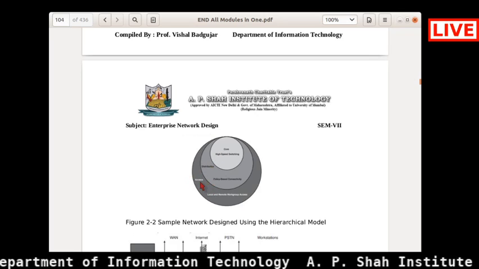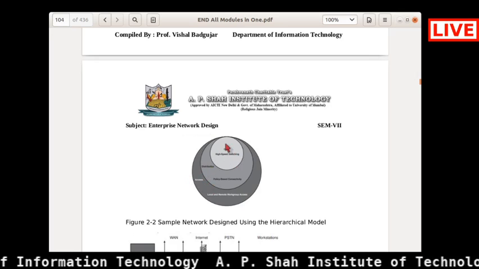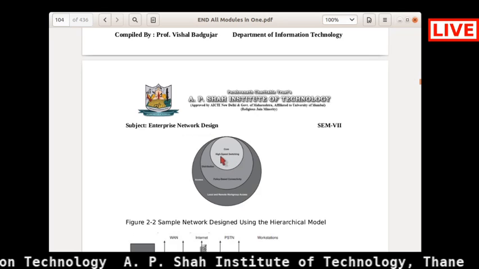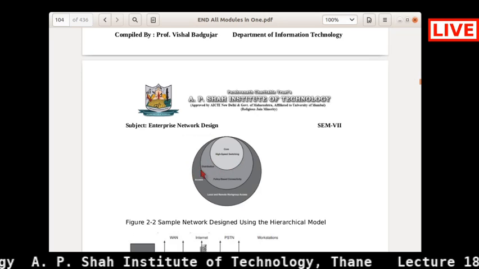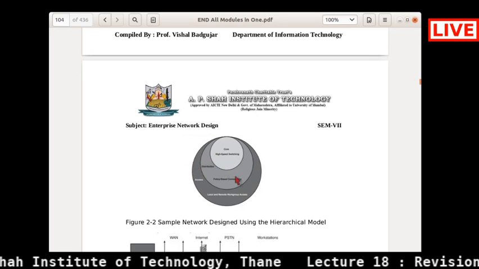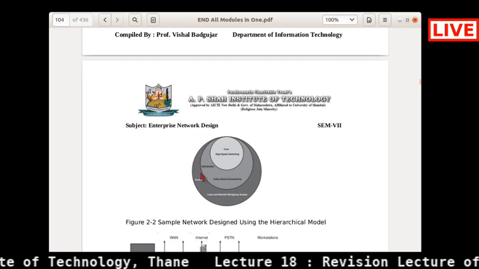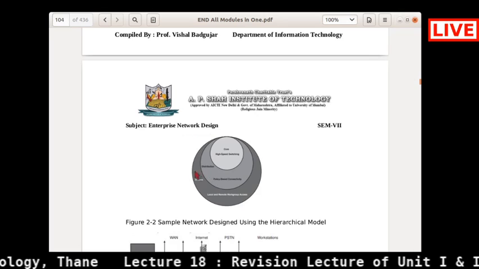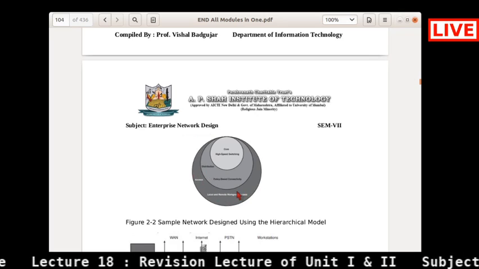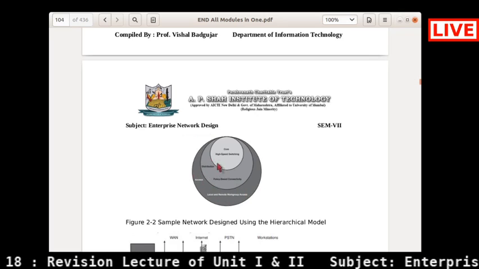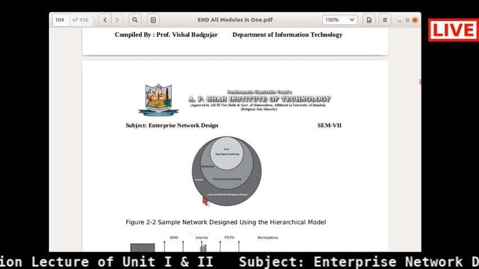So what is the functionality of the core layer? It will be nothing but high speed switching. What is the functionality of the distribution layer? It will be policy based connectivity. What is the functionality of your access layer? It will be local and remote work group access, right? So these are nothing but the functionality of each of the layers, right?